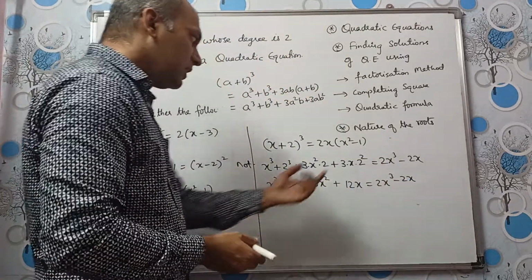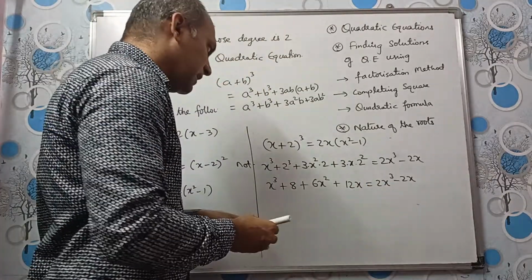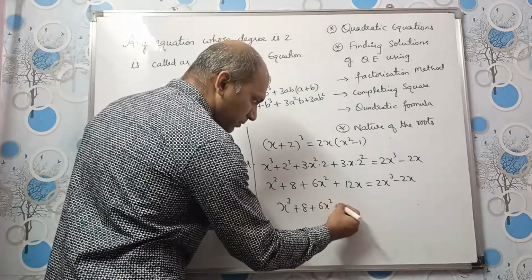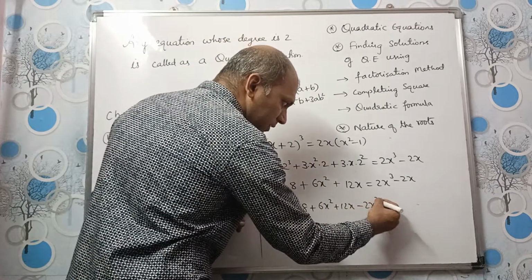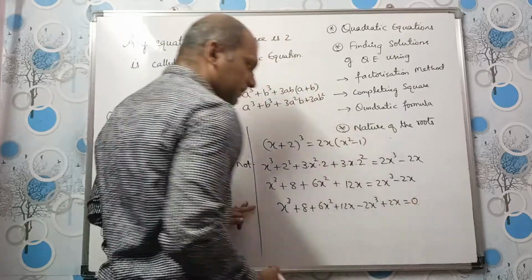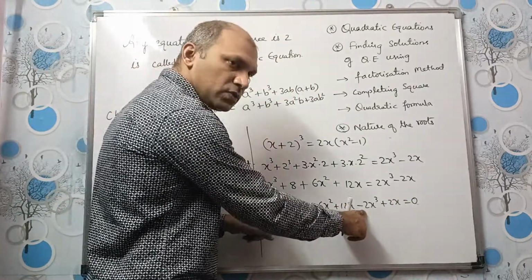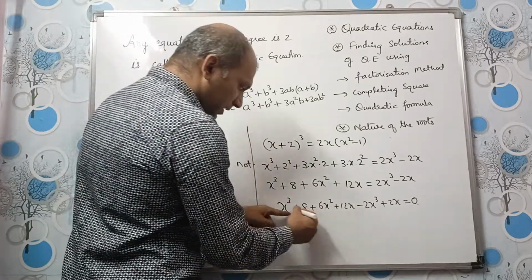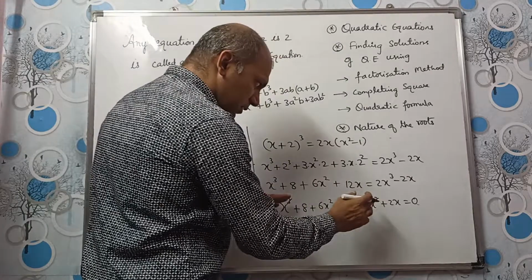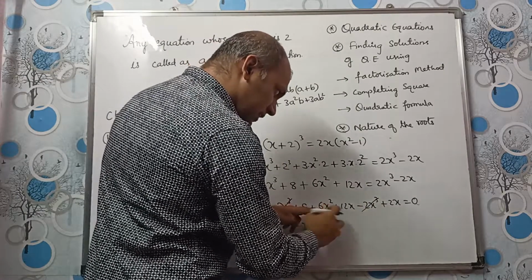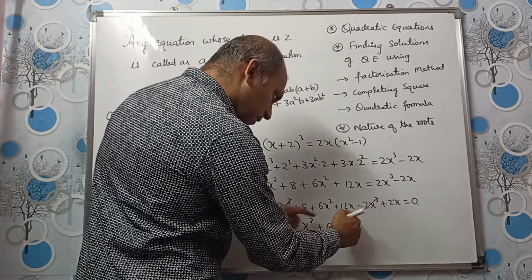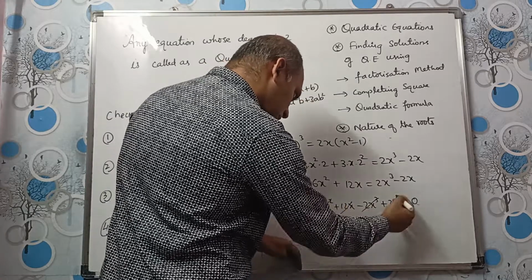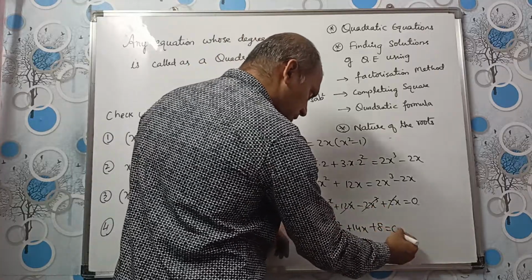Okay. Now let us bring these two terms to this side. So what do we have? We have x cube plus 8 plus 6x square plus 12x minus 2x cube plus 2x is equal to 0. See, x cube minus 2x cube, minus 1x cube, right? We will have minus x cube. So x cubes we are done with, right? So 6x square. So let us write 6x square, 12x and 2x, 14x. So all these terms are done. What is left now? Plus 8 is equal to 0.